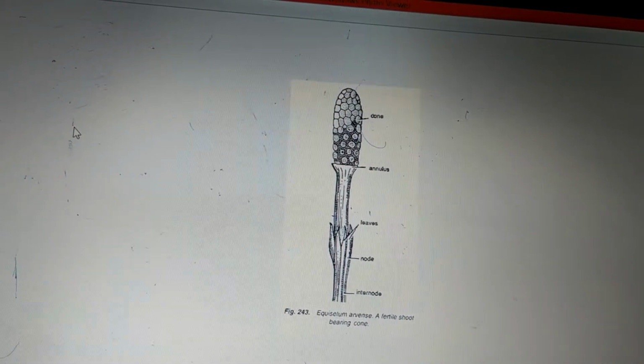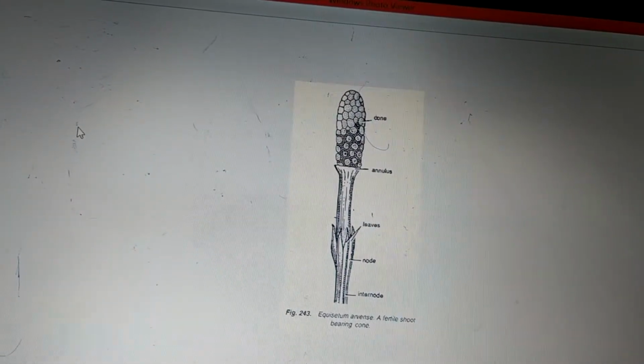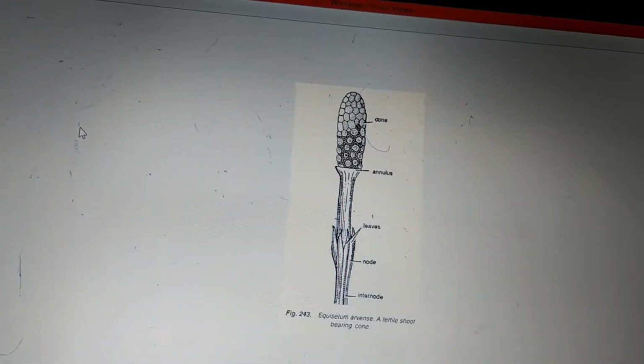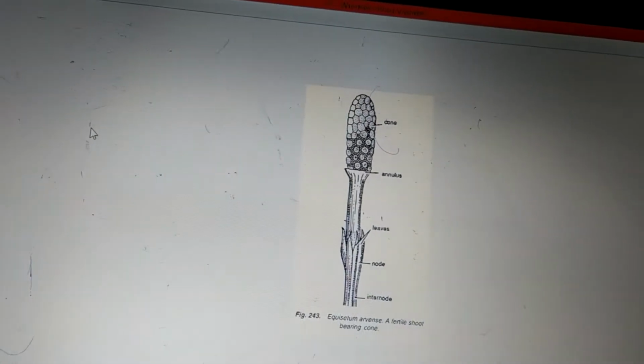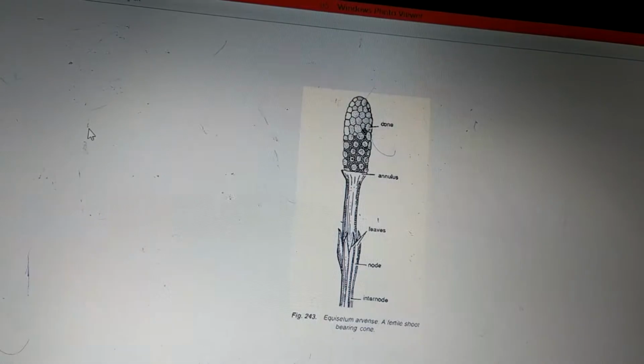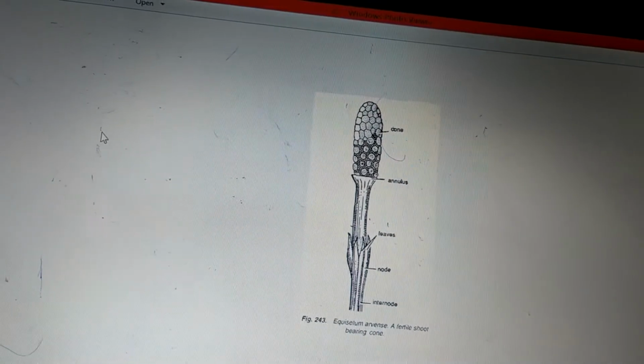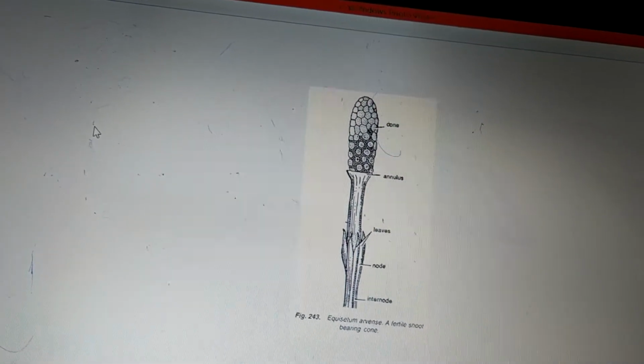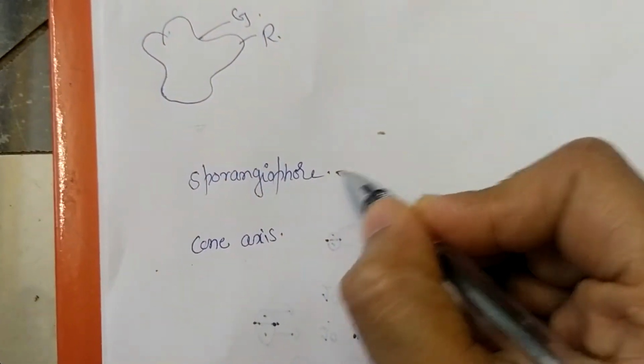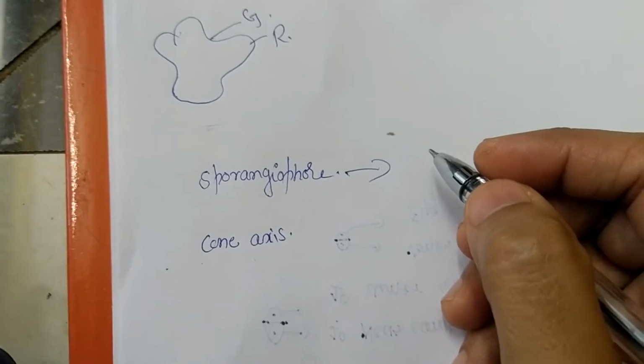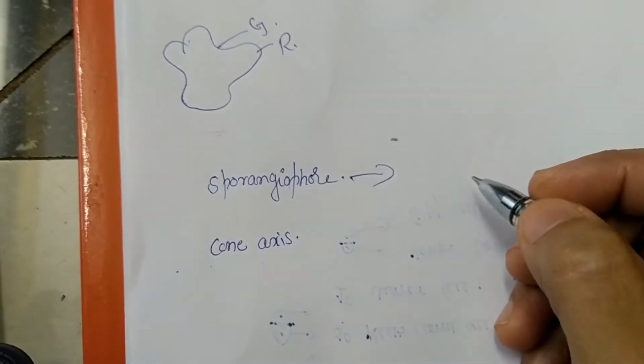Now these cones have a central axis called a cone axis or a strobilus axis. On this axis, attached are many umbrella shaped sporangiophores. Now what exactly is a sporangiophore? A sporangiophore is a stalk-like structure which is going to hold the spores.